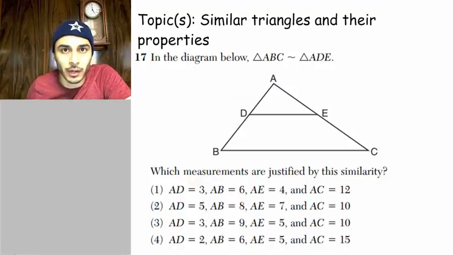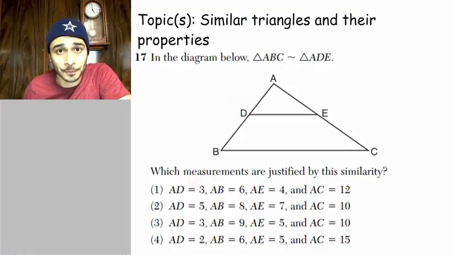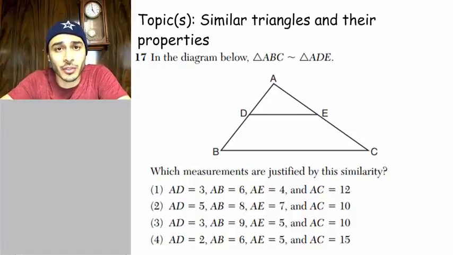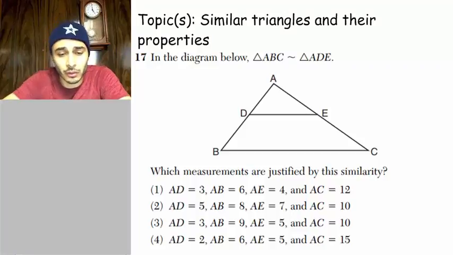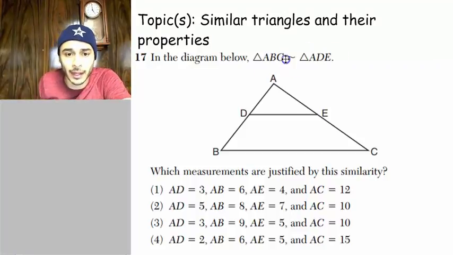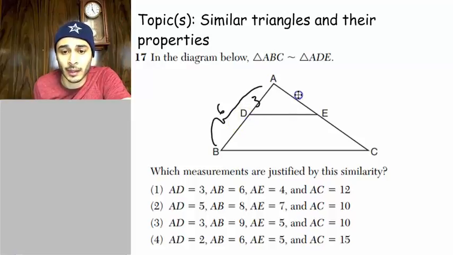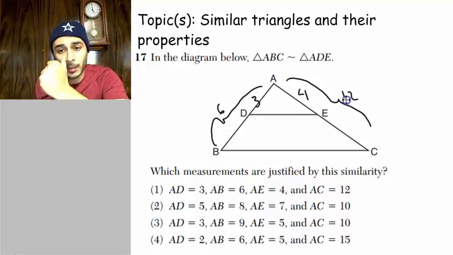Okay, so number 17, which measurements are justified by this similarity? So we're told that the triangles are similar. And to answer this question, what we'll do is we'll examine the options and pick the one that's correct. So in the first option, it says that AD is 3 and AB is 6 and AE is 4 and AC is 12. Now let's examine this.